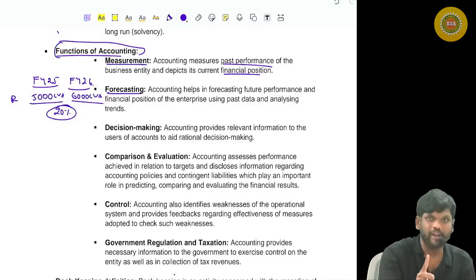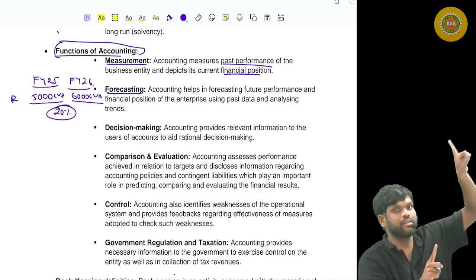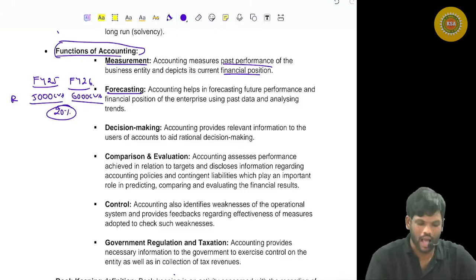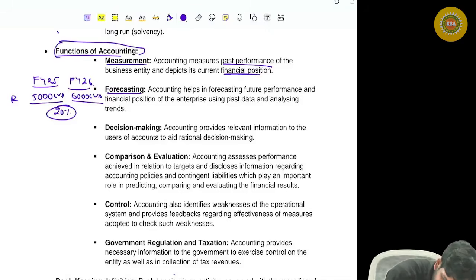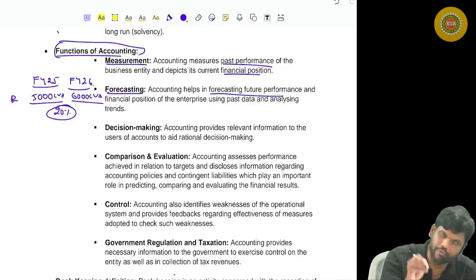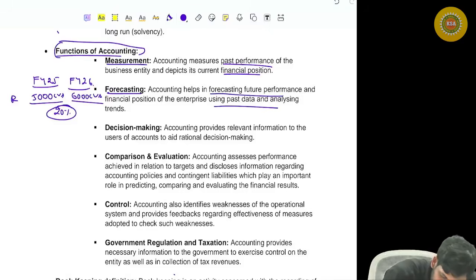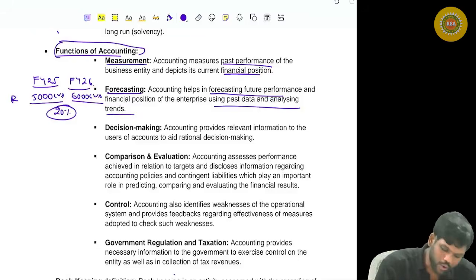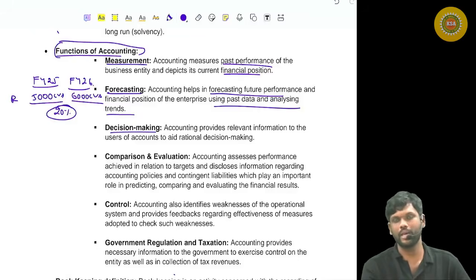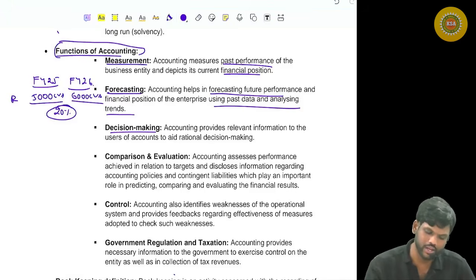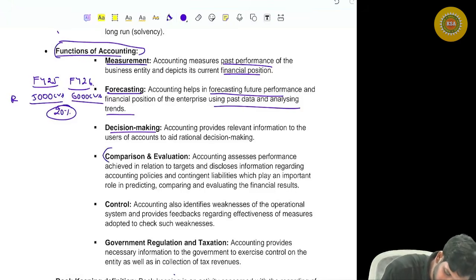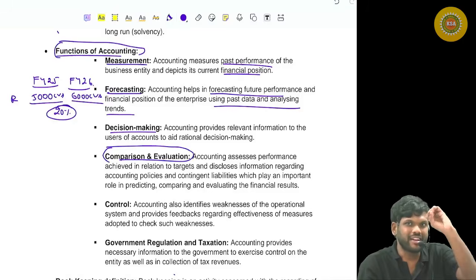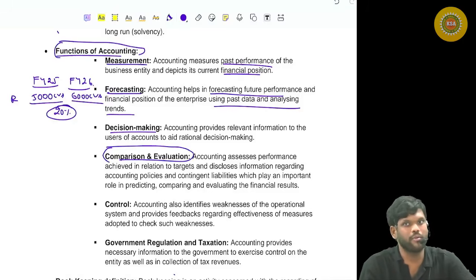To do that forecast, past information is necessary. That past information is given only by accounting. So accounting helps in forecasting future performance by using the past data and analyzing the trends. Then accounting also helps in decision making by providing relevant information. Accounting also helps in comparison. We would have learnt in class intra-firm comparison, inter-firm comparison.